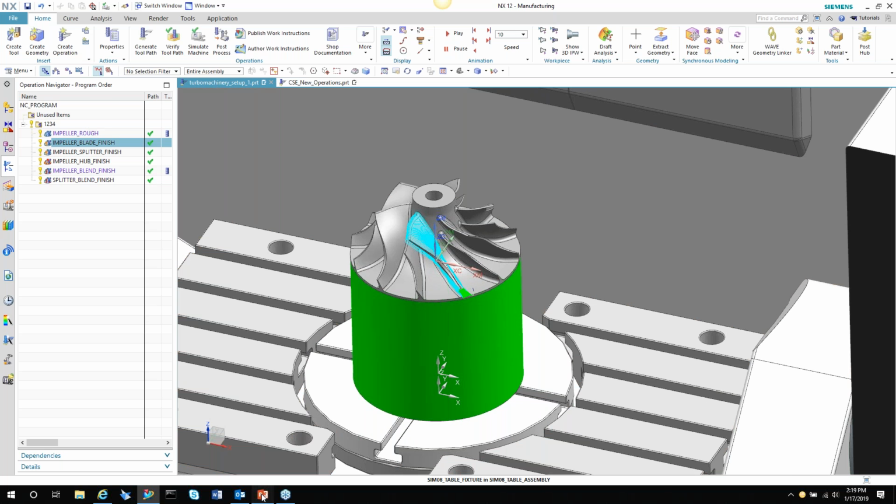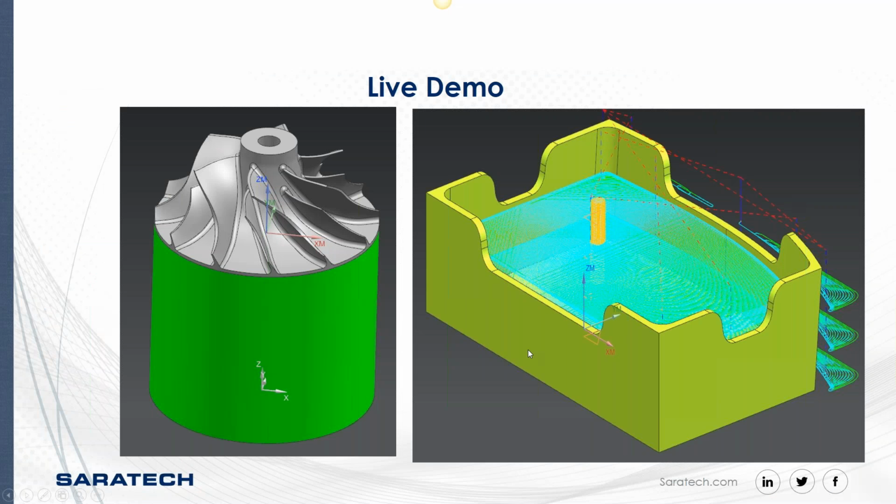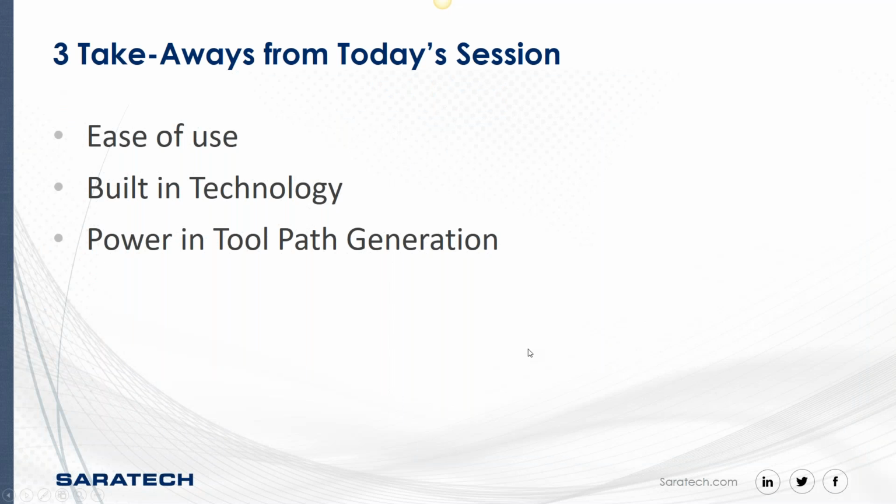So let's get back into the PowerPoint. So 3 takeaways from today's session: one has to be the ease of use. You saw how quickly I was able to produce those operations and the quickness of generating the toolpath. The built-in technology is amazing. It's the algorithms that have to be running in the background to create those full 5-axis toolpaths, which are tilt tool axis on steroids. It's just amazing to me that they can do that.